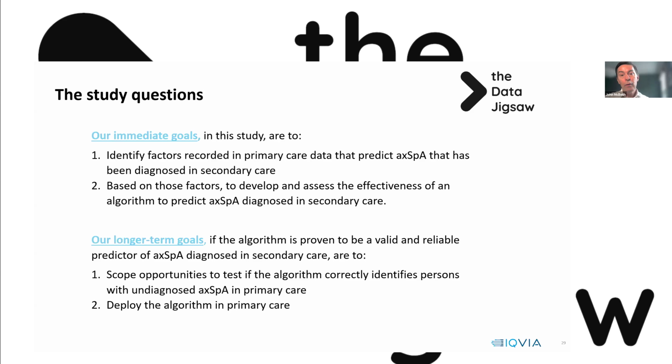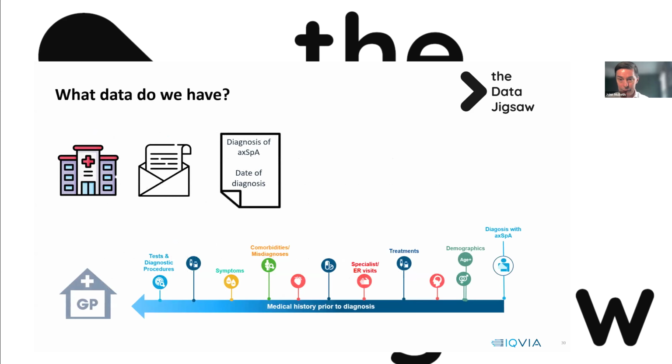Longer term, if we can do that, and if the algorithm is valid and reliable, we would look to firstly scope opportunities to test if the algorithm correctly identifies people who are undiagnosed in primary care in this case, and deploy the algorithm in primary care to identify those patients.